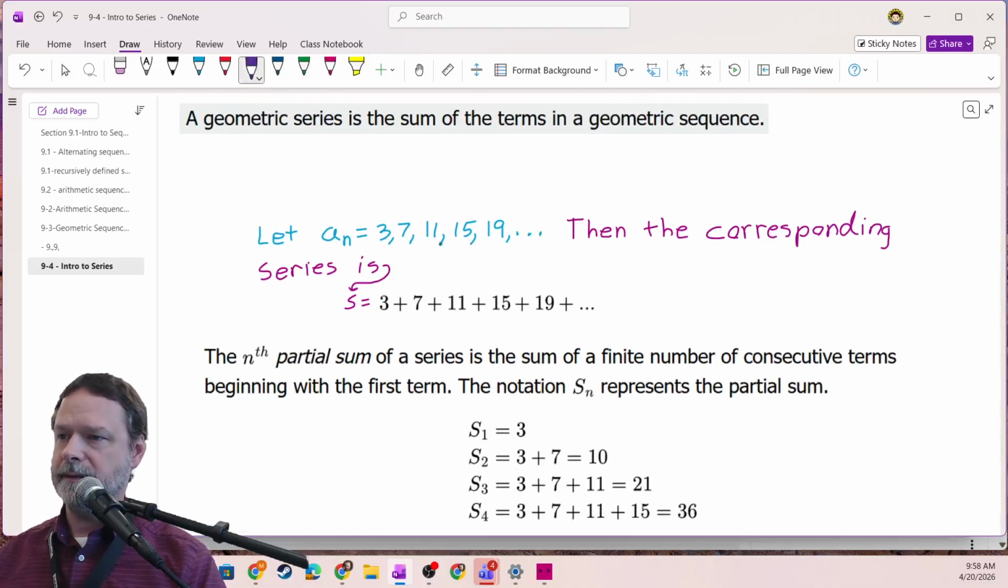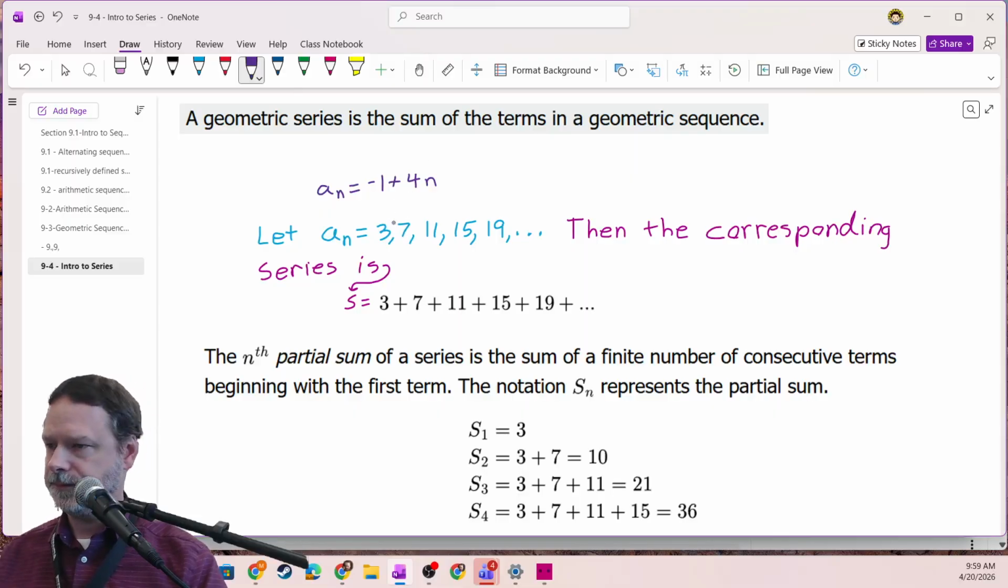Okay, moving on. If we have a sequence, say a sub n, and it is 3, 7, 11, 15, 19, and if I wanted to write this in explicit form, we could say it is -1 plus 4n. That would be our explicit formula for this sequence. I believe that looks right, because it's plus 4, plus 4, plus 4.